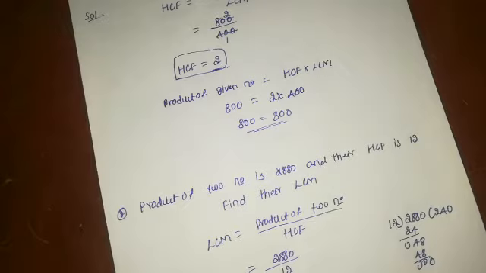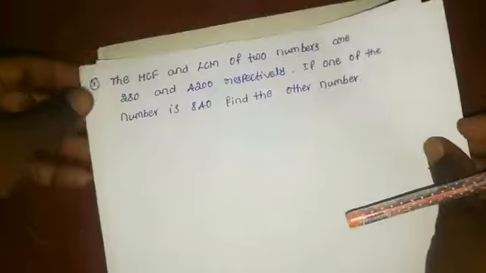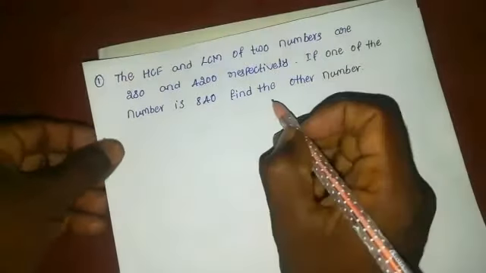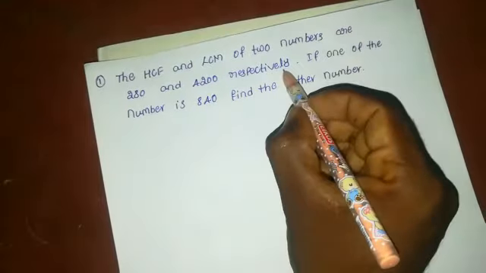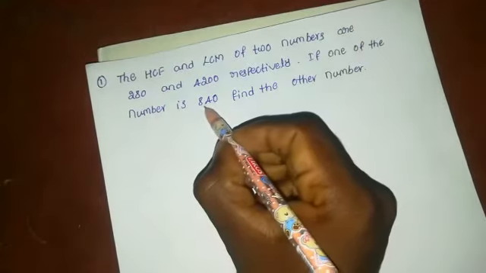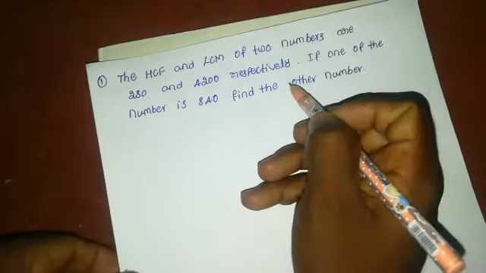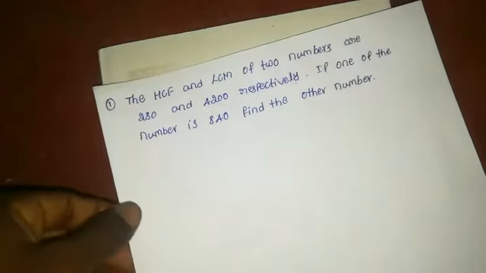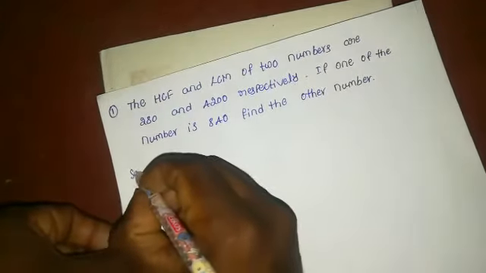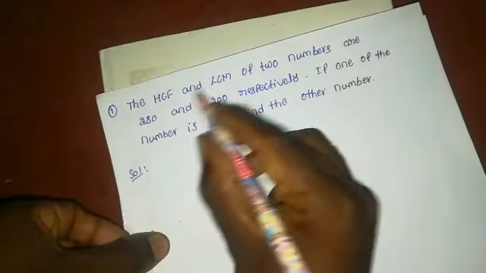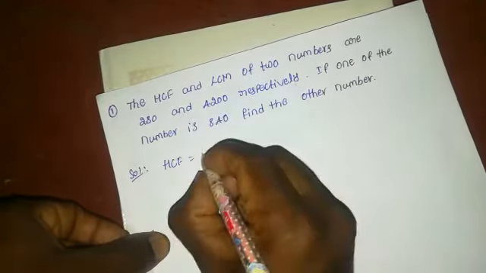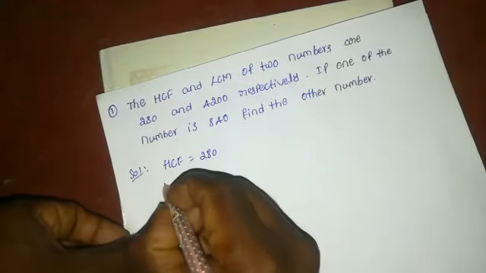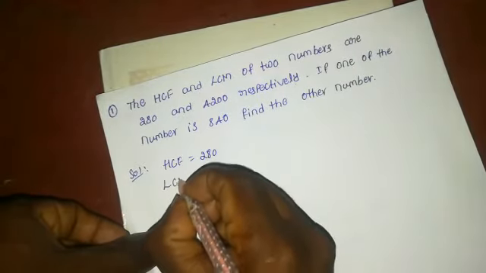Let's see one example. The HCF and LCM of two numbers are 280 and 4200 respectively. If one of the numbers is 840, find the other number. Then how do we find the other number? Here they gave the HCF of the two numbers as 280 and the LCM as 4200.